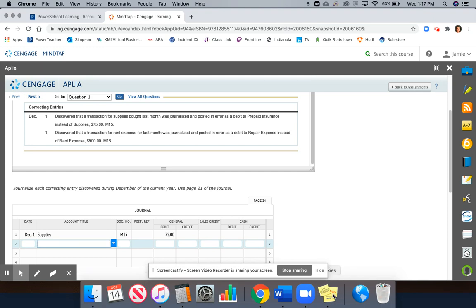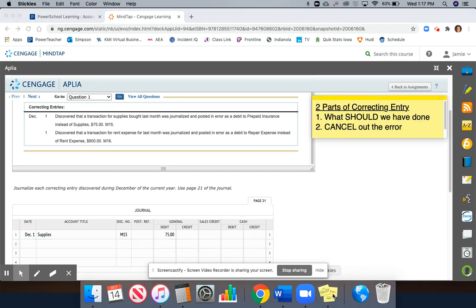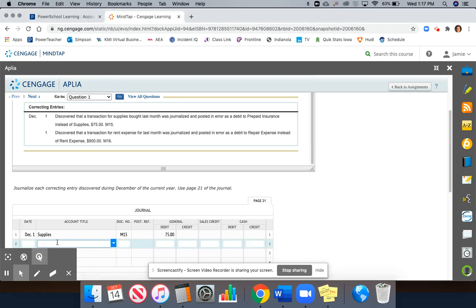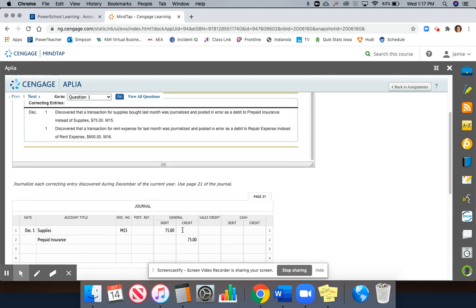The second part of a correcting entry is cancel out the error. Well, if we debited prepaid insurance for $75, to cancel out a debit for $75, we need to credit for $75. So prepaid insurance, we need to have a credit of $75. And that is our first correcting entry.